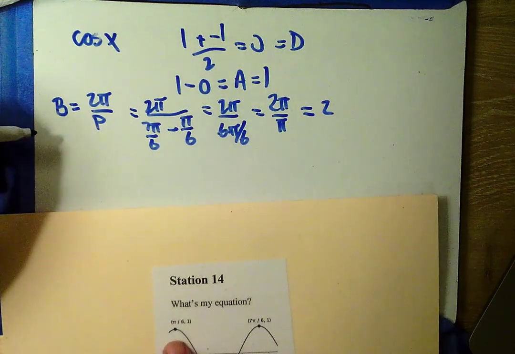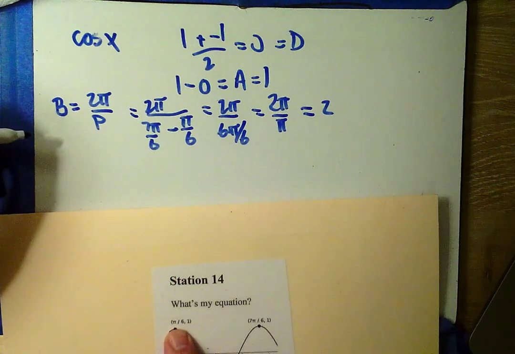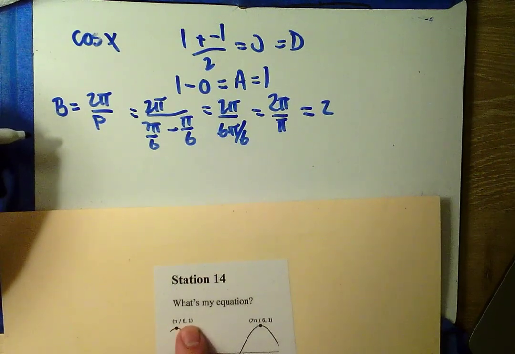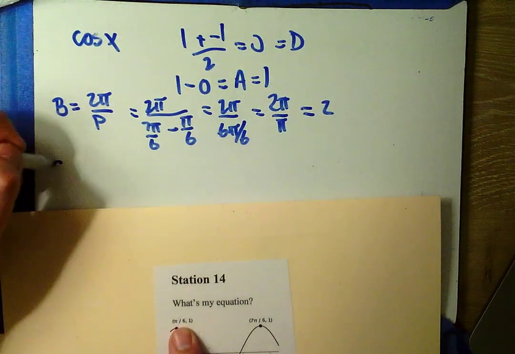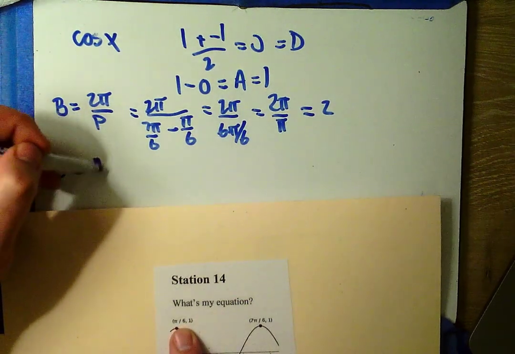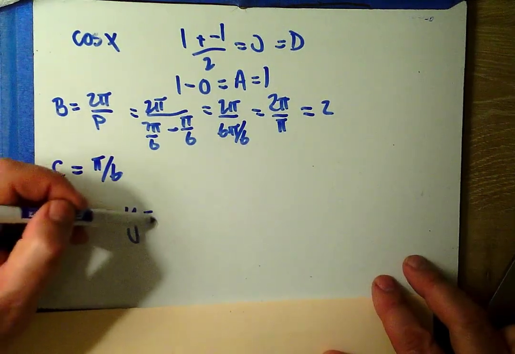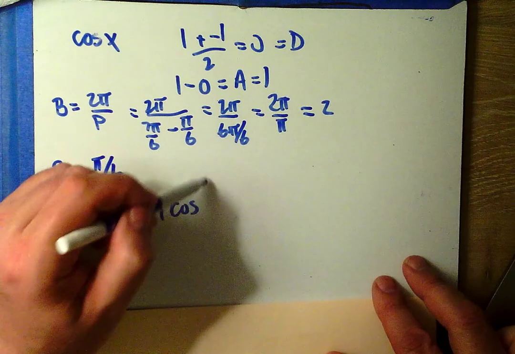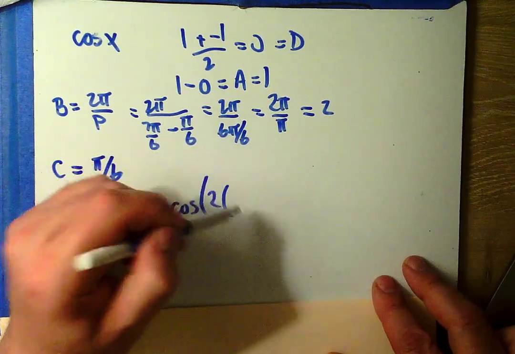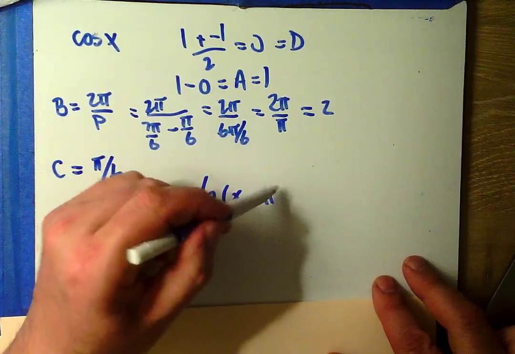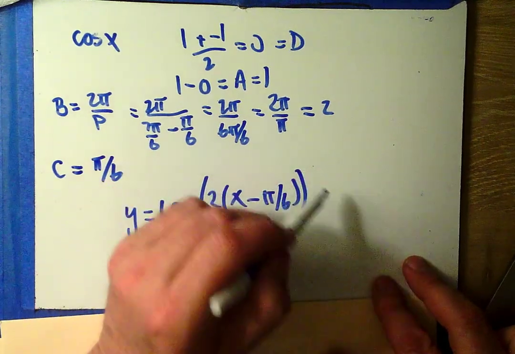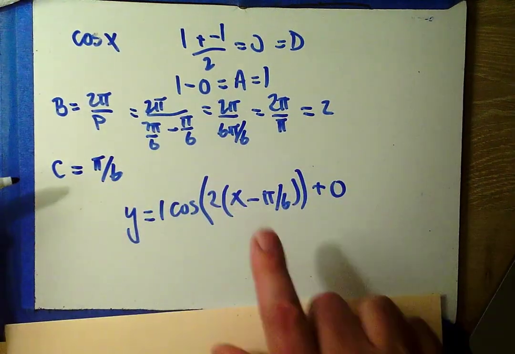And what about our shift? Well, normally this is x equals 0, y equals 1. This is 0, 1 on the cosine graph. But ours here is pi over 6. So I've shifted the graph pi over 6. So then we end up with y equals 1 cosine, double parentheses 2 x minus pi over 6, close two parentheses, plus 0.